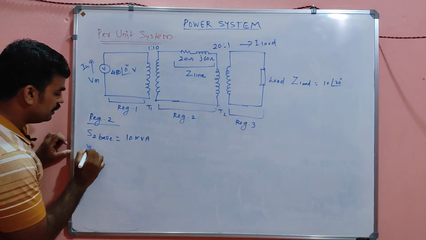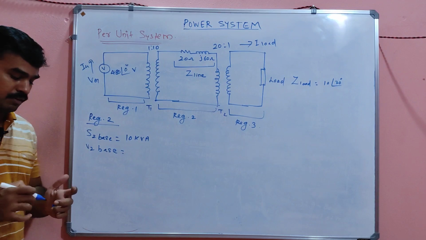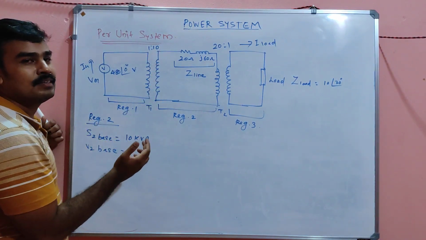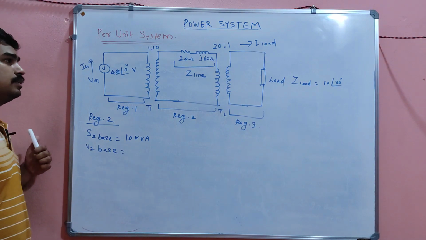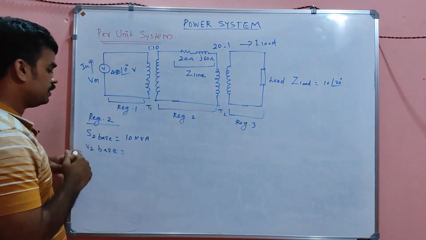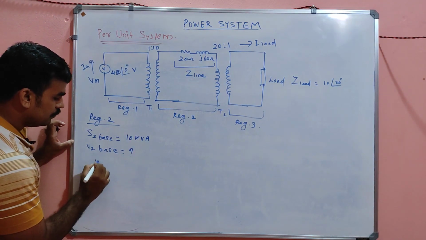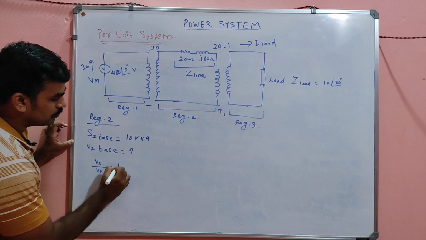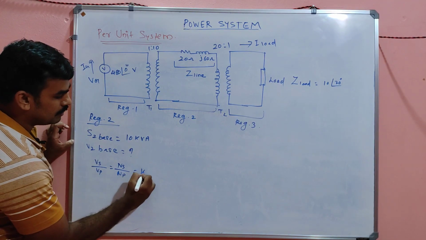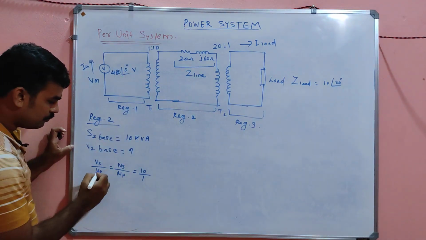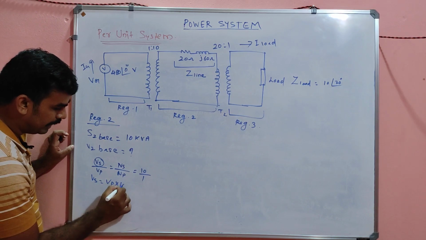But V2 base is changing. What will be V2 base? Because we are using a step up transformer having turns ratio 1:10. So what will be the secondary voltage? The basic equation is V secondary by V primary equal to N secondary divided by N primary, which is nothing but 10 by 1. So V secondary will be equal to V primary into 10.